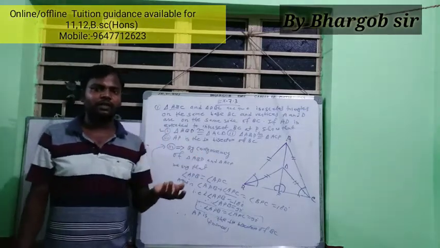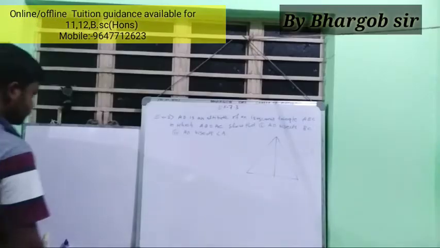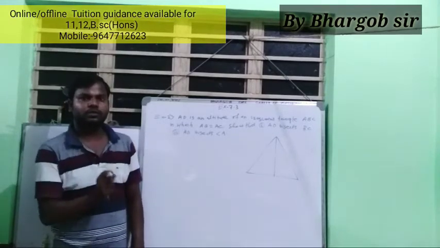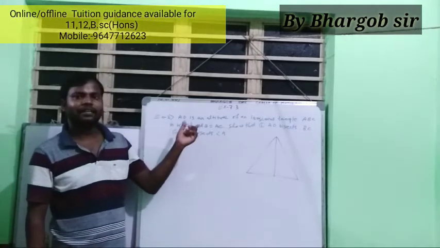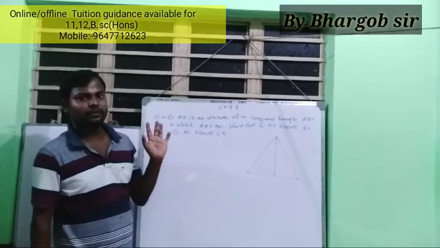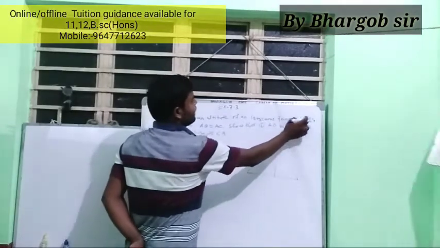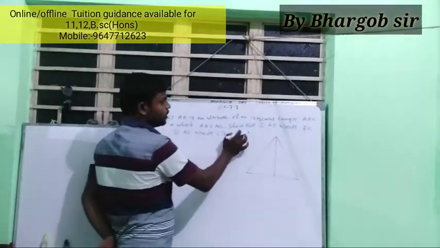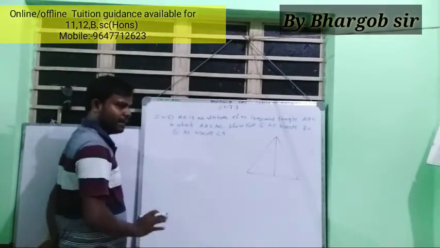Now we are going to the next problem, number 2 of exercise 7.3. What is the math and what is the meaning of the math? We have to understand first, after that we have to solve. AD is the altitude of an isosceles triangle ABC, in which AB equal to AC. Show that AD bisects BC and AD bisects angle A.